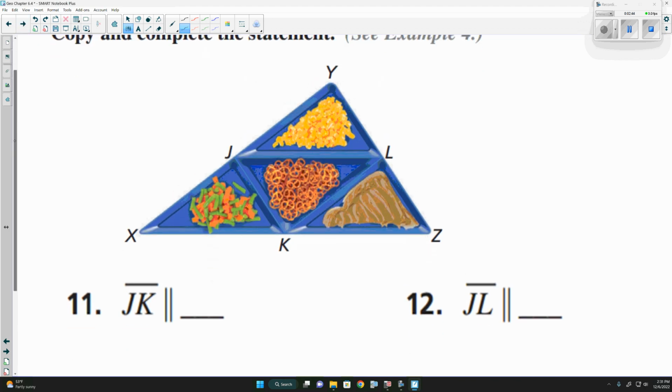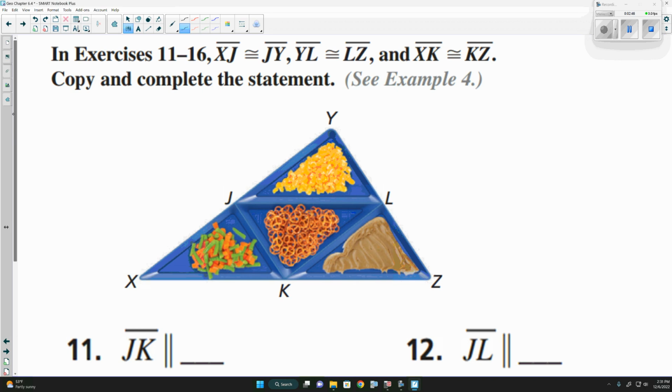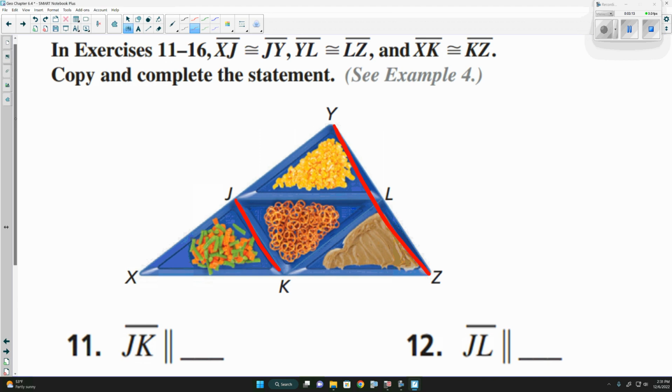So if we look at this here, this triangle, that is all midsegments. J, L, and K are midsegments. Now for the first one, number 11, it says that JK is parallel to what line? Well, its third side would be YZ.